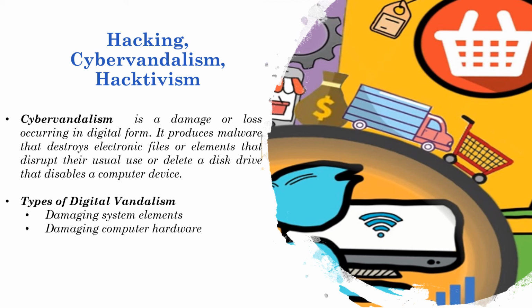Next is damaging computer hardware. Damaging computer hardware happens when a disk drive is removed to try to deactivate a computer device. This can happen internally from a disgruntled employee or externally through a hacker attempting to steal data or intellectual property from the company. In this respect, the organization is not only expecting the loss of equipment that damages a computer system or a network, but also the loss of valuable information that can cause financial harm.